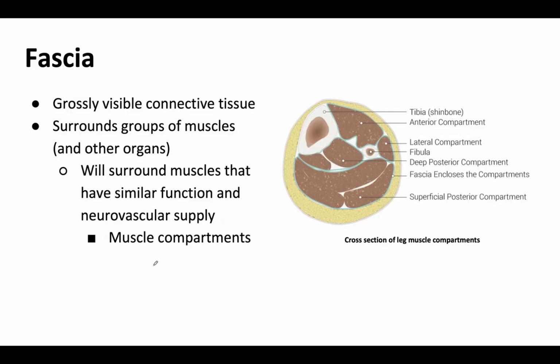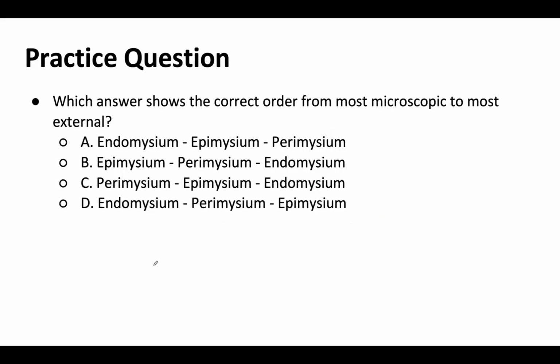But when we're talking about muscles, particularly in the upper and lower limbs, these muscles are grouped in compartments, often separated from each other by fascia. We call these muscle compartments. And the muscles in these compartments have similar actions and neurovascular supply.